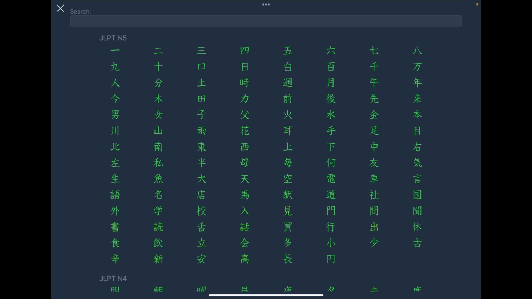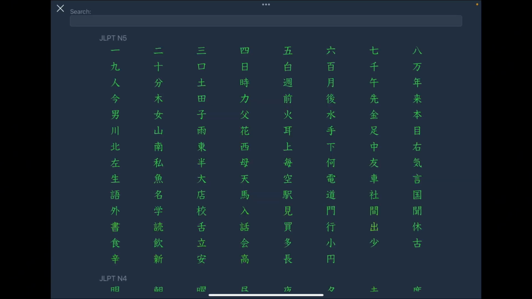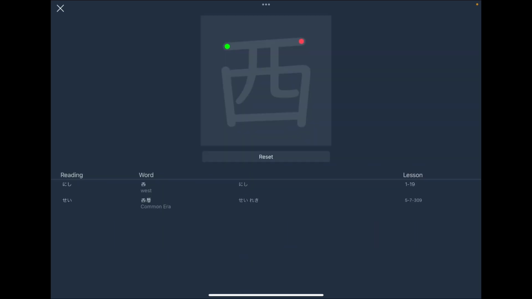And then these characters were hard to memorize. So Kita, Minami, Minami South. Kita, Minami, Higashi, and Nishi, which is west. Oops. I'll just reset if you wrote it wrong, so there you go. That's Nishi.